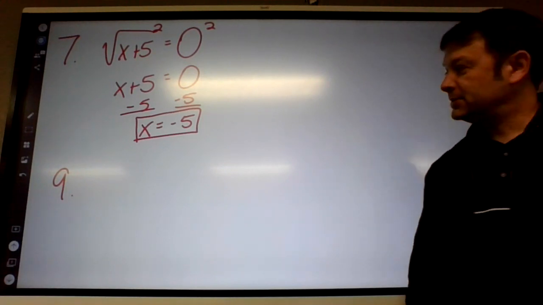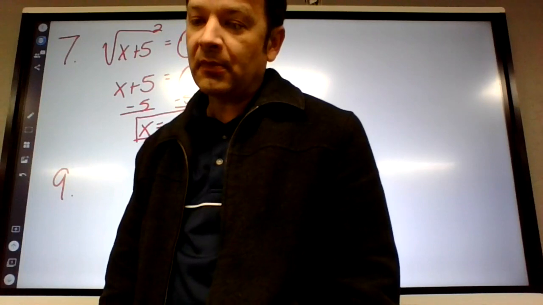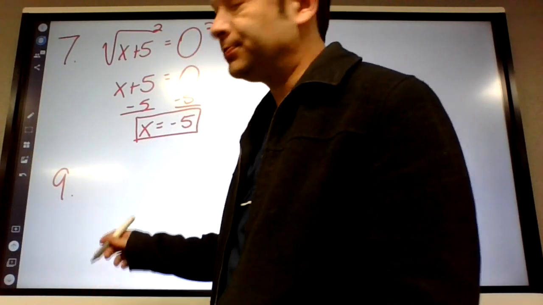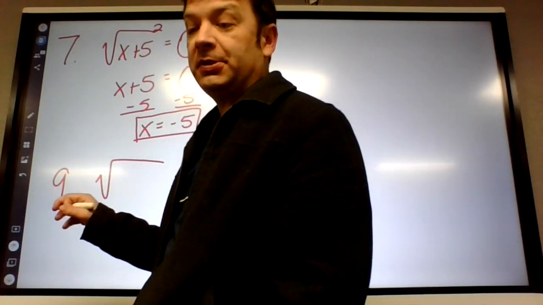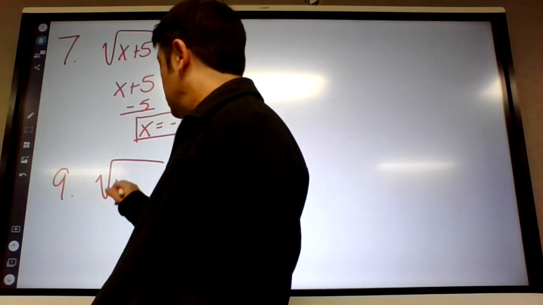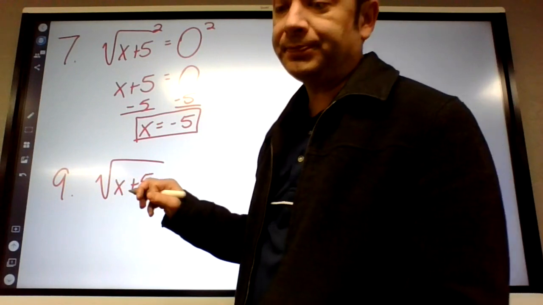Okay, number 9. How would you do number 8? What would you guess? I don't really know. Divide by 4? Divide the 3 first before you square it. And square it and divide by 2. Yes.